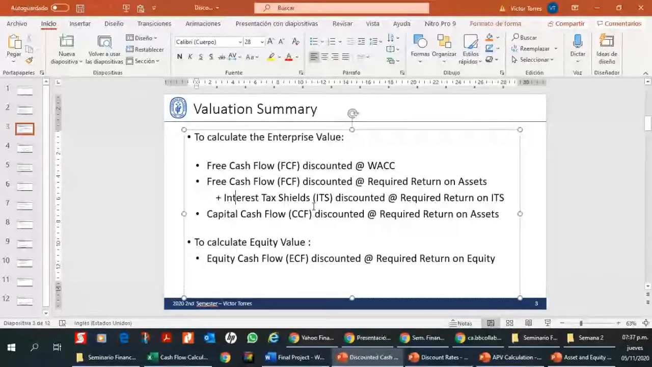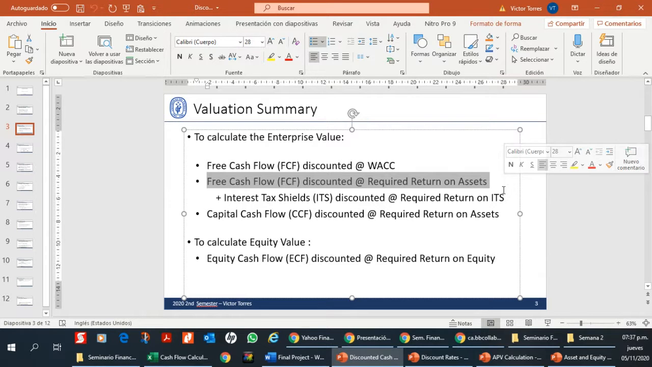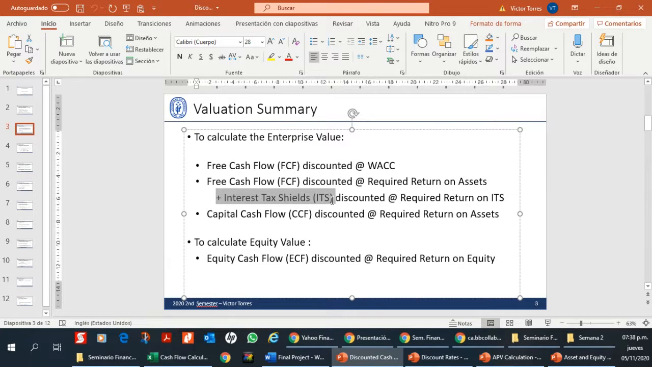The adjusted present value methodology implies that you do not model the interest tax shields in the weighted average cost of capital. You do not incorporate that benefit in the discount rate, but instead you assume a company that does not have any leverage. So you're going to discount the free cash flow at the required return on assets, and you're going to model the interest tax shield. You're going to forecast the interest tax shields in the coming years and discount that at the required return on interest tax shields.